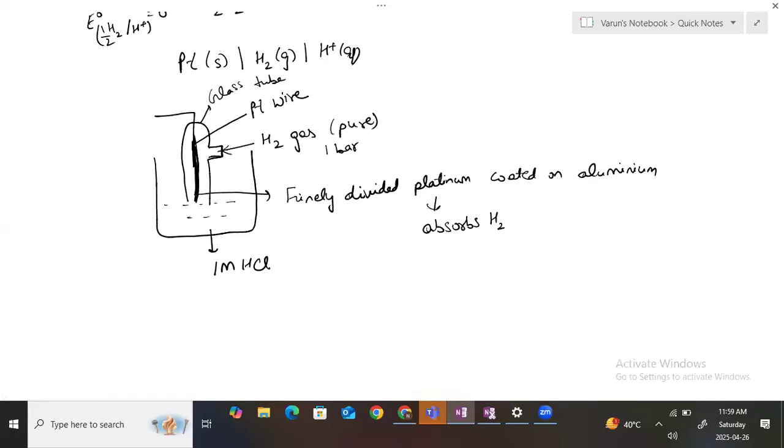When this hydrogen is absorbing, it will absorb hydrogen up to some limit. So it absorbs hydrogen, and the excess hydrogen that is available comes out in the form of bubbles in the solution. This H2 is basically getting converted into H positive.